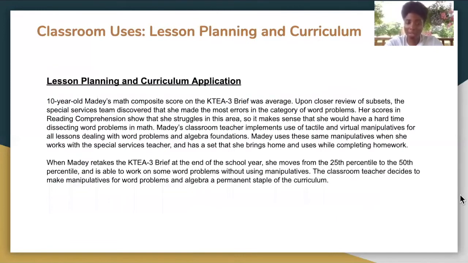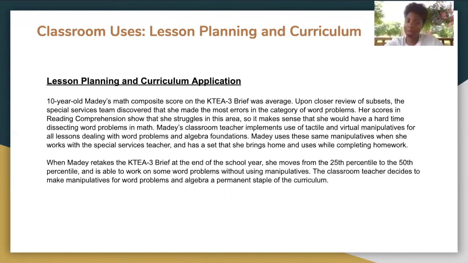So we're gonna keep Maddie's story going a little bit here. She also struggles with word problems. Now, this is where the KTEA-3 brief is especially useful because, as I mentioned before, it looks for error patterns. Since different error patterns and discrepancies call for different interventions, it's important to analyze everything rather than creating a very general statement such as Maddie struggles with reading, or she struggles with write, or struggles with math.